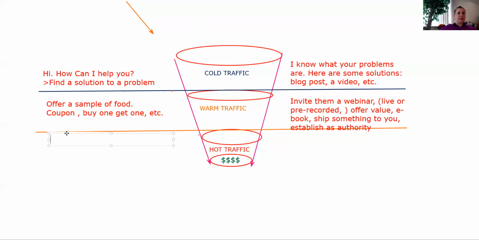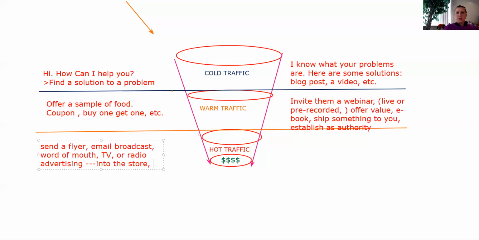So in the hot traffic, in the brick and mortar world, that would be, let's say you used to send out a flyer, right? You did an email broadcast, even though that could be over in the online world. I see a lot of brick and mortar businesses who are doing email who actually are not doing the rest of these things over on the other side. Or let's say word of mouth, okay? Or let's say you did TV or radio advertising, to get the person into the store to create the sale, right? Which equals the dollar signs down here.